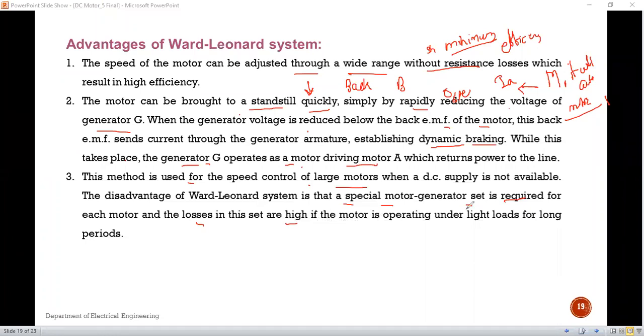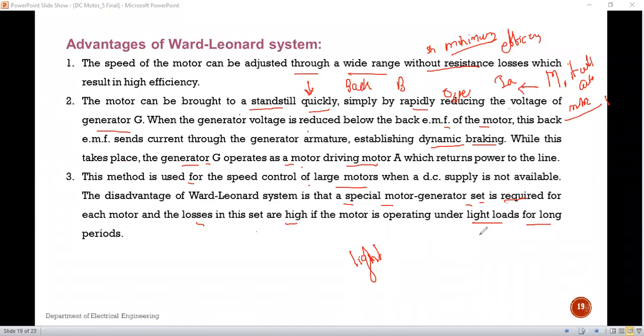And if the motor is operating under light load condition for a long period, जर मोटर कमी लोडला रन होत असेल, that means at a light load condition, then the losses it must be high at that point, because it will require a motor generator set, big motor generator set.